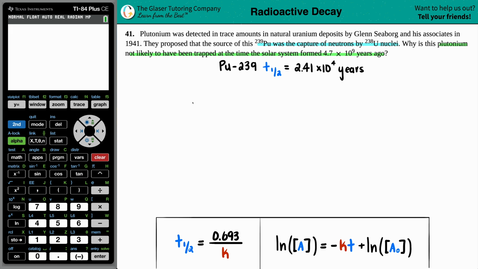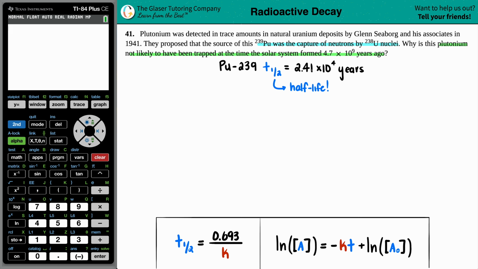Well, in order to answer this question, we have to get some extra information. We do have to get the half-life, and that's what this T-half is. This T-half means the half-life. We can't answer the question without that half-life information. Now, plutonium-239 specifically, because that's what we're talking about, has a half-life of 2.4 times 10 to the 4th years.